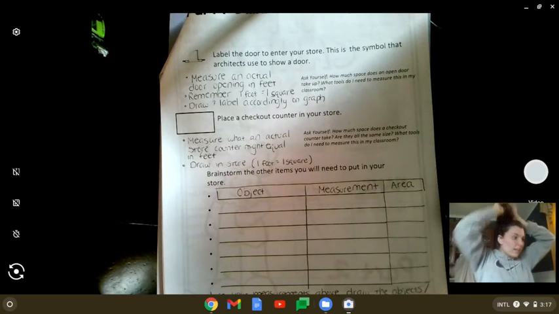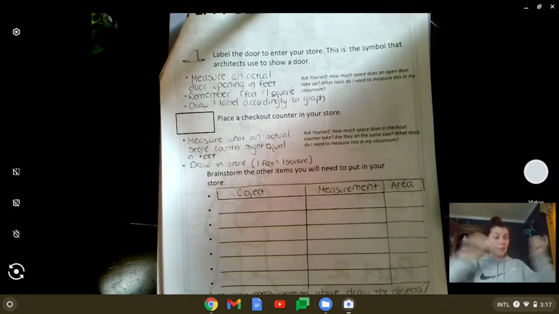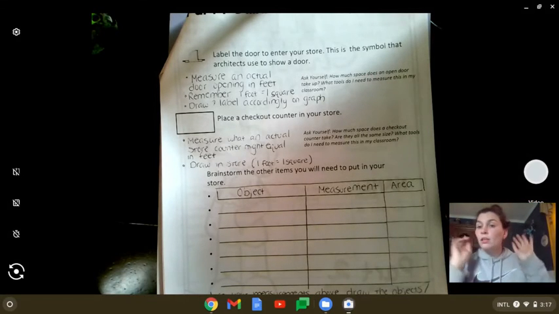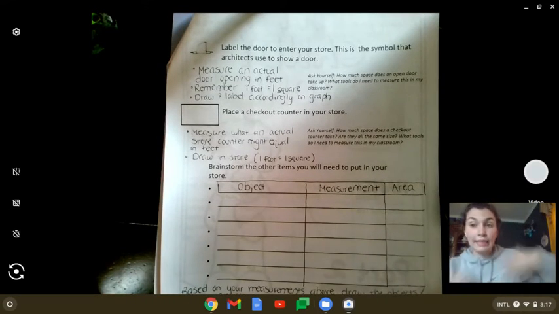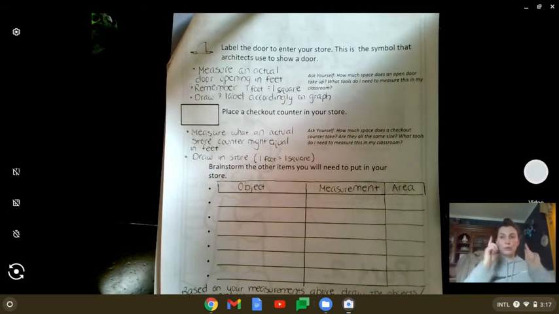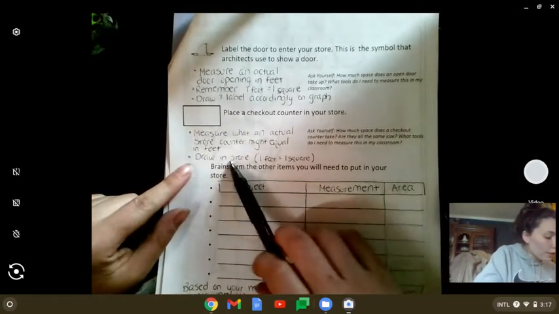Or again, if you don't have one of these or a ruler or some sort of measuring tape to measure, Google how long is a store checkout counter. See if you can figure it out. You got to do some Googling, some research. Then draw in your store.